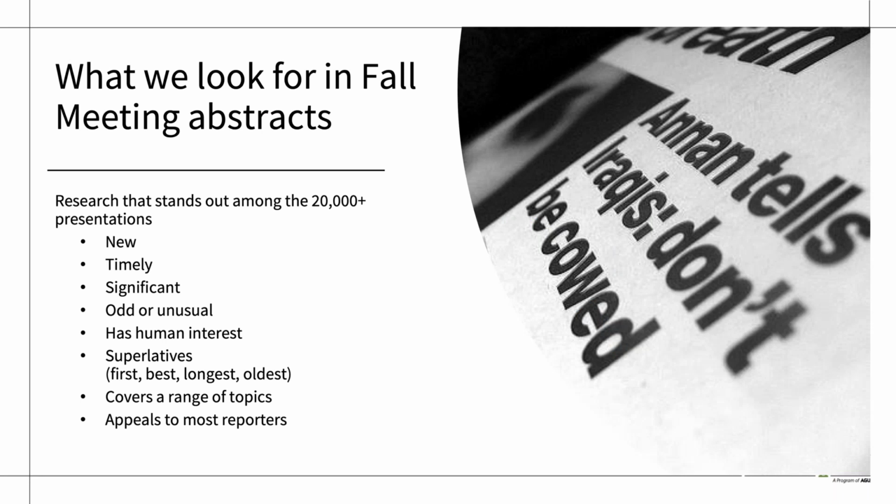So when we're looking for fall meeting abstracts, we're looking for things that are new, that are related to things that might also be going on in the news. Maybe if there's a volcano erupting or if there are fires happening. We want it to be significant. If it's strange, that always catches our eye. It needs to be important to people. So easy things are health, but it could be something more abstract, like space, that could still be important to people.